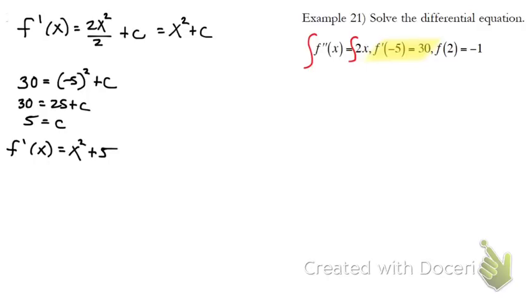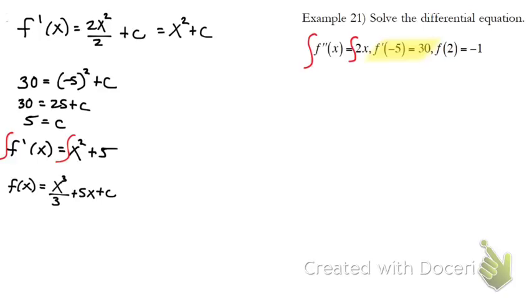Now again, this is not the solution yet, because in order to solve the differential equation, I need to get back to the original function. This is just the first derivative. So let's take our integral one more time so that we can go back to the original function. The integral of f prime would be f of x. The integral of x squared would be x cubed over 3. The integral of 5 is 5x, and then plus c.